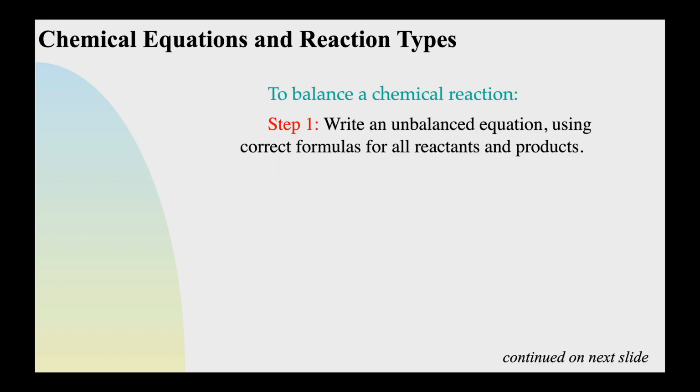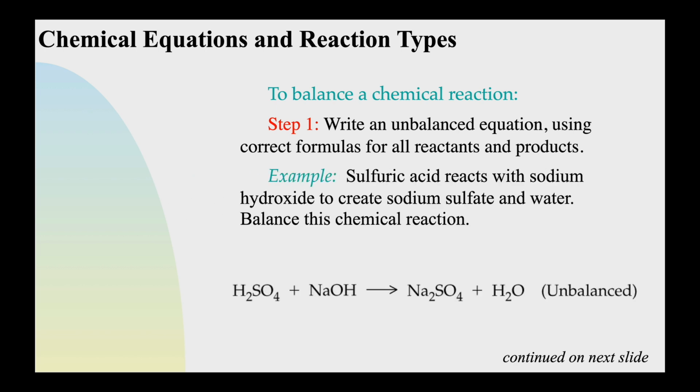So let's balance a chemical reaction, all right? First of all, you've got to start with the correct formulas, and this is where the nomenclature comes in so handy. So here's an example. Sulfuric acid reacts with sodium hydroxide to create sodium sulfate and water. So in the nomenclature lab, we saw how sulfuric acid is the most common version of sulfur with oxygen, that's H2SO4. Sodium hydroxide is a metal with a hydroxide polyatomic, a base.